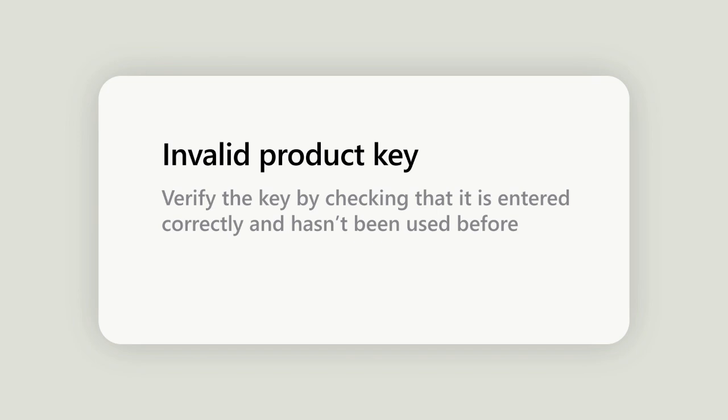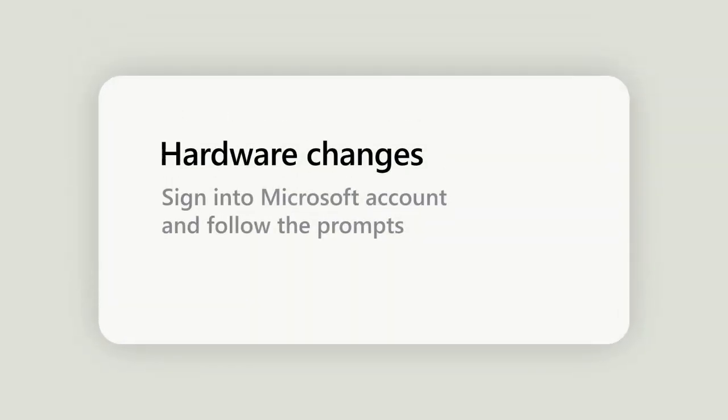This can be done by checking the key against the original packaging or through the Microsoft account if it was purchased digitally. Significant hardware changes like a motherboard replacement can affect Windows activation. In such cases, Windows may need to be reactivated. This can often be resolved by signing into your Microsoft account and following the prompts to reactivate the device.